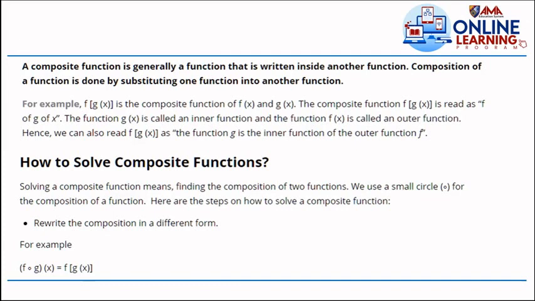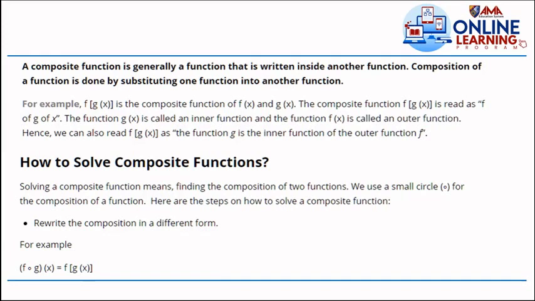The function g(x) is called an inner function, and the function f(x) is called an outer function. Hence, we can also read f of g of x as the function g is the inner function of the outer function f. Okay? So how to solve composite functions? Solving a composite function means finding the composition of two functions. We use a small circle for the composition of functions.